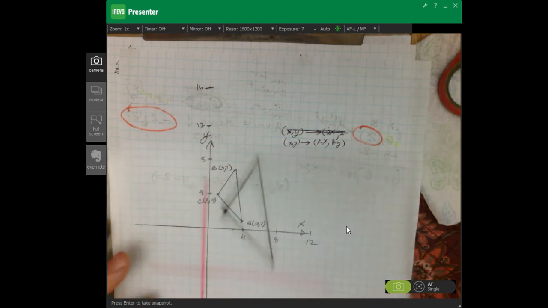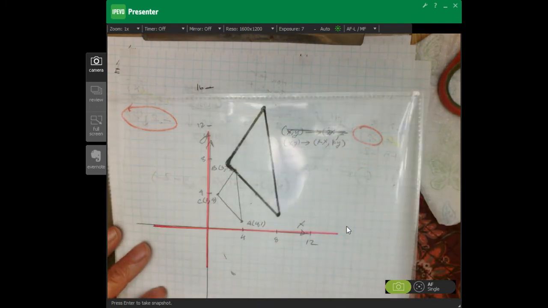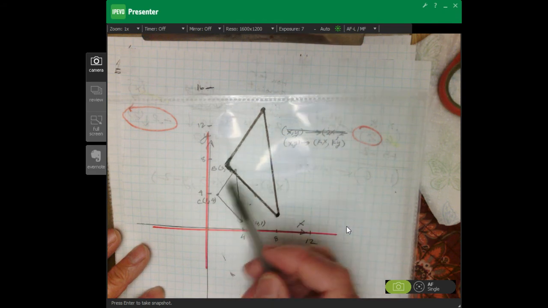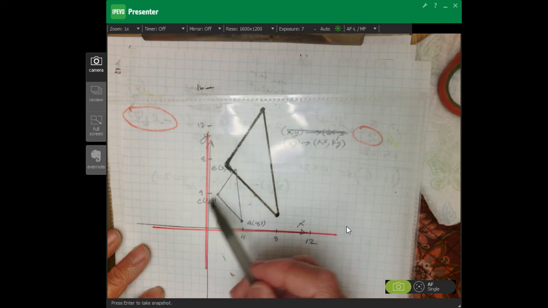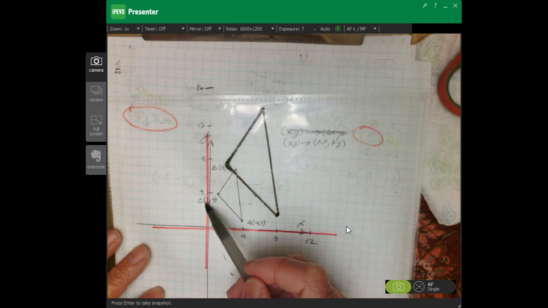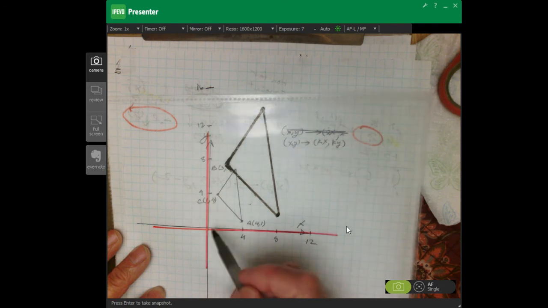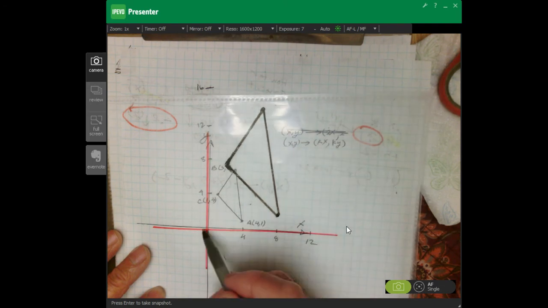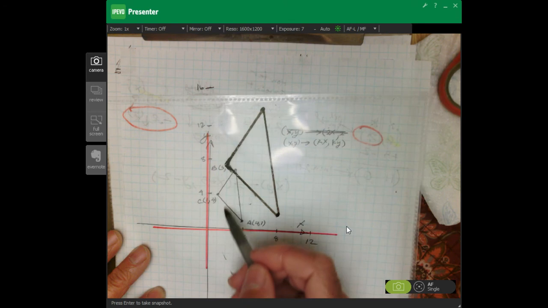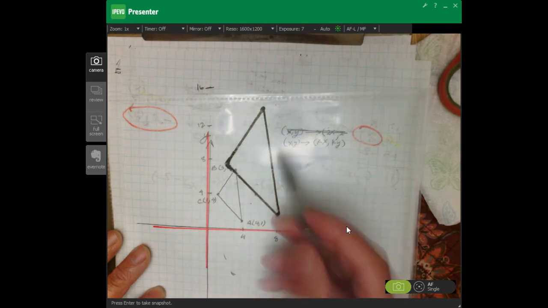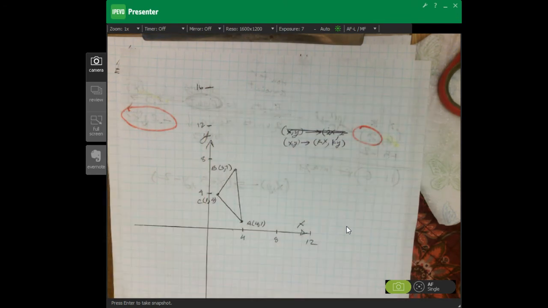Now this one right here was dilated by a factor of 2. So we doubled it. And the coordinates turn out to be exactly double. So this one right here is 1, 4. This one will be 2, 8. So over 2, 1, 2, 3, 4, 5, 6, 7, 8. 2, 8. So all of those will be twice the size.